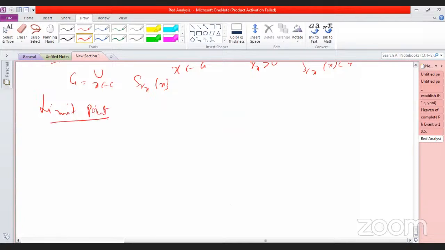Limit point, generally, what we will call the limit point. Upper limit and lower limit, sir. Very good. Let X be a metric space.